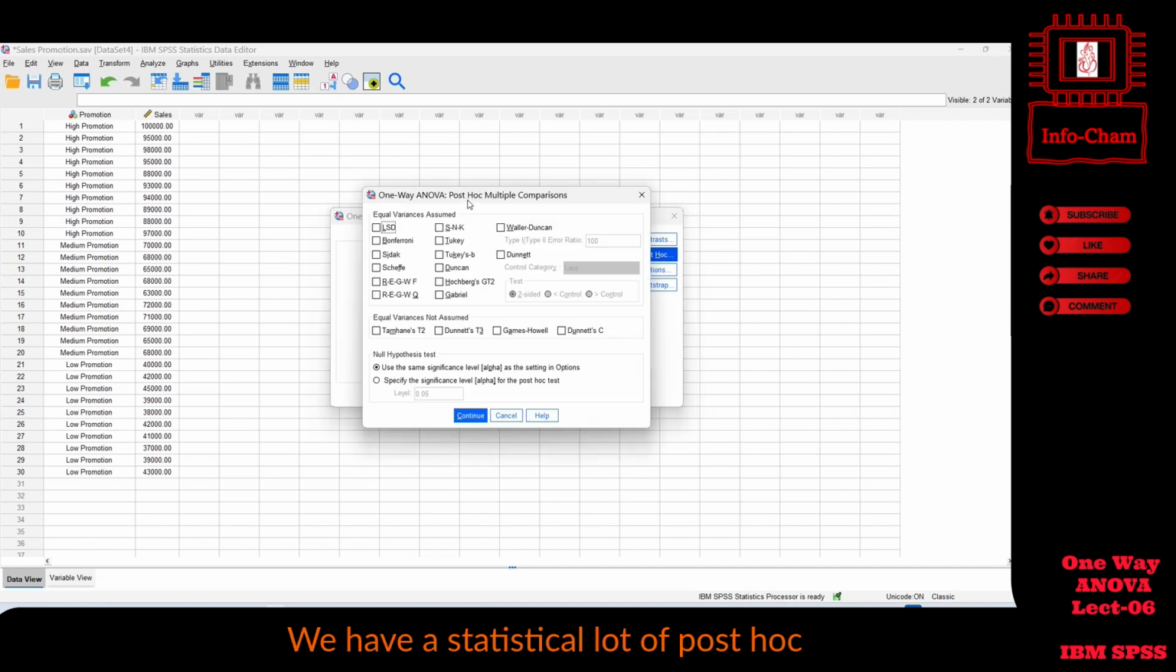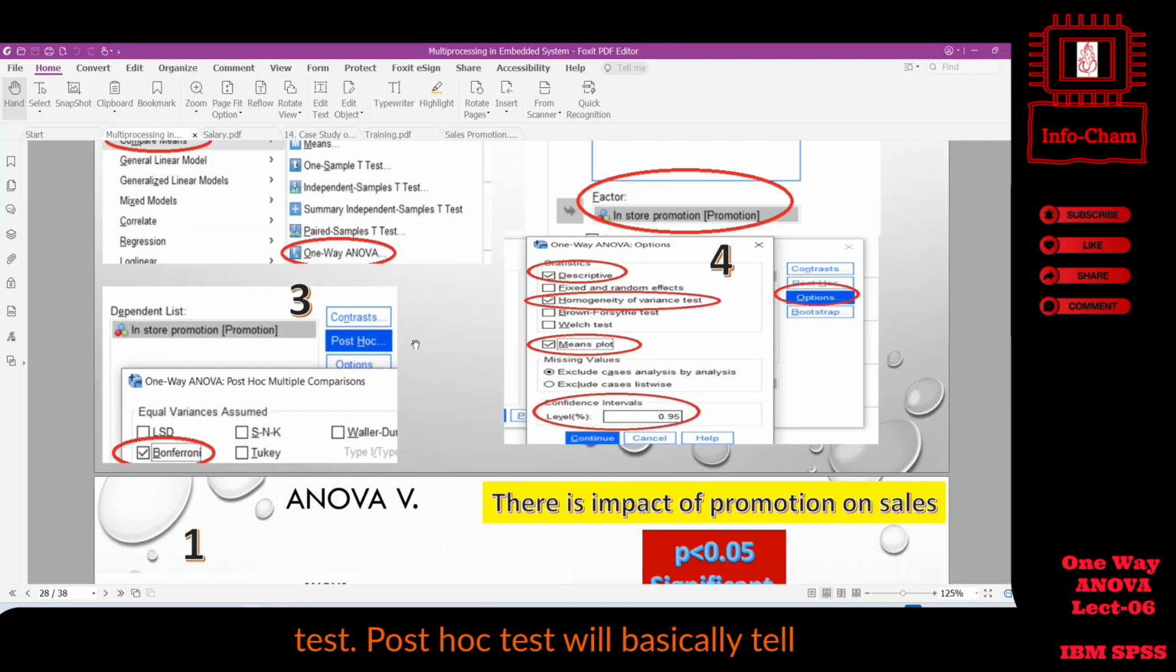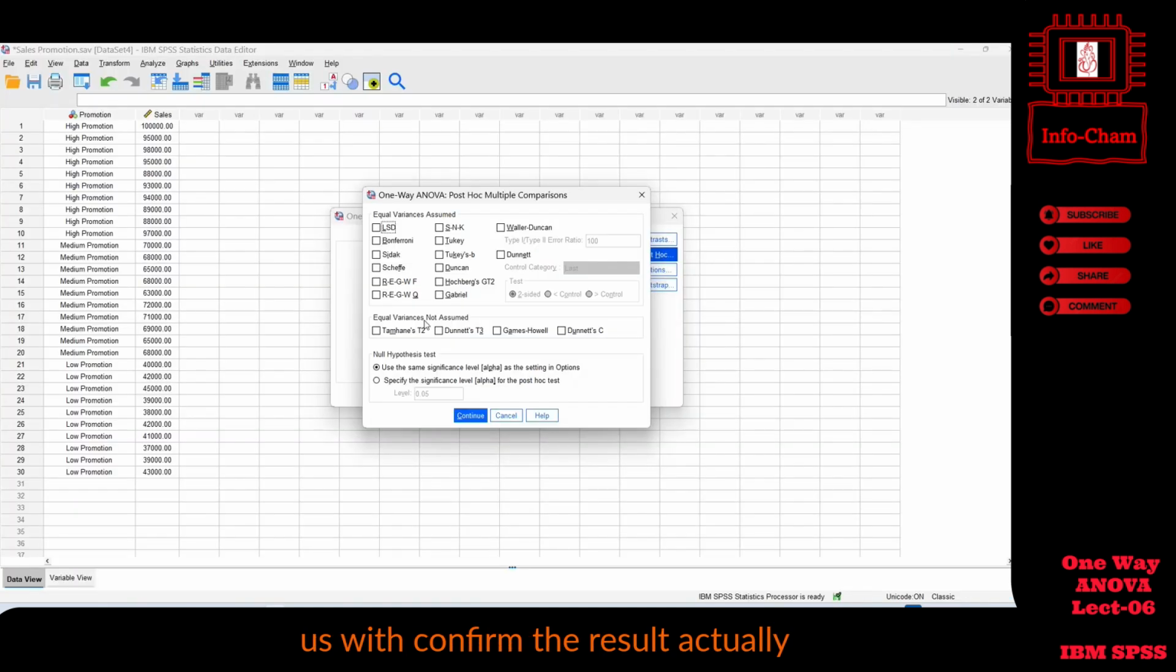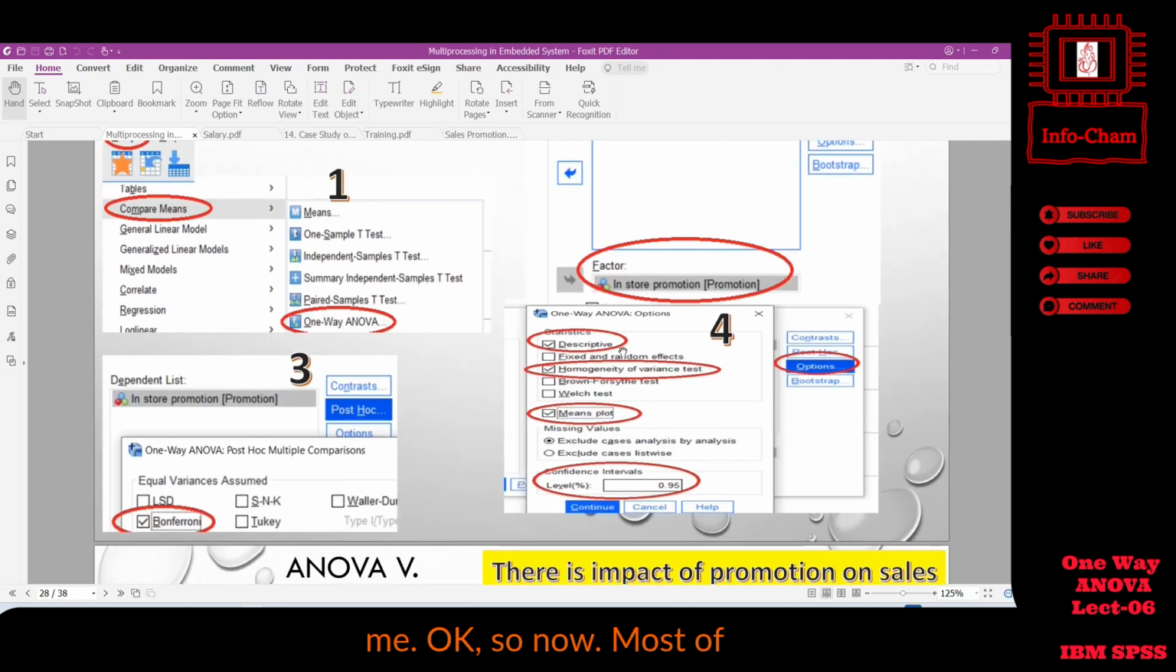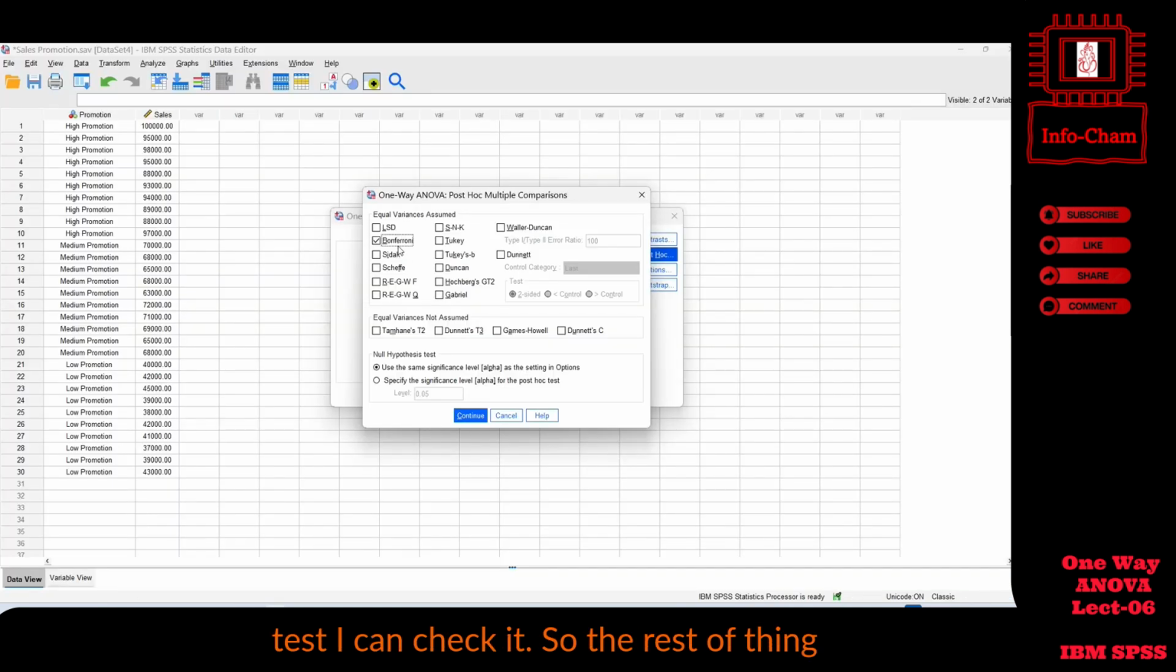We have a lot of statistical post hoc tests. Post hoc tests basically confirm the result, right? In this case, I'm using the Bonferroni test. The Bonferroni test will confirm where the actual difference is, right? A lot of tests can be used, but mostly people use the Bonferroni. It is important. You can Google it and find the Bonferroni. Okay, so now the post hoc test, I can check it.